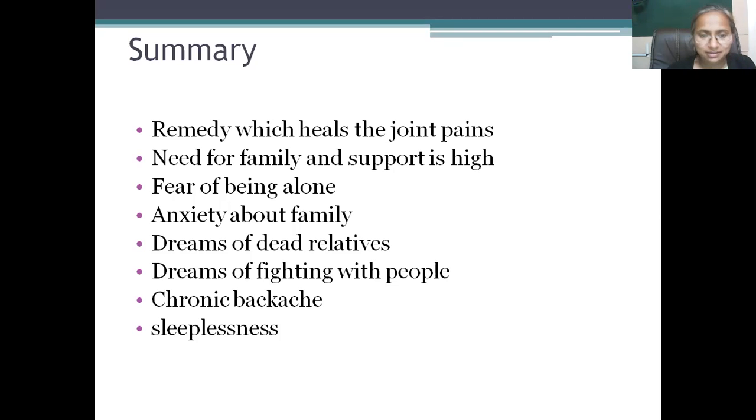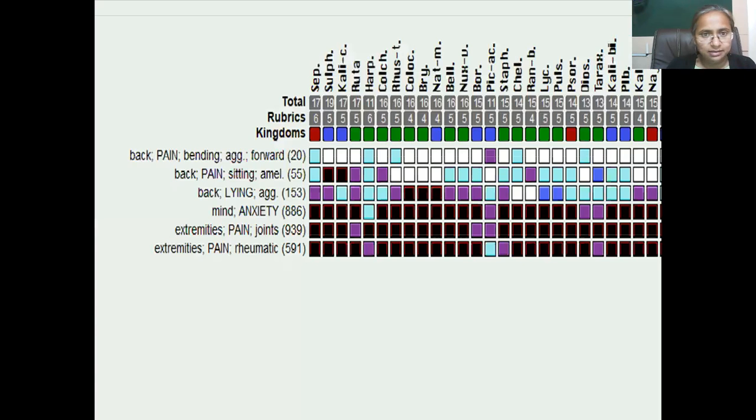Dreams of dead relatives is very strong. Dreams of fighting with people, fighting with people who are dead, or who are there. Chronic backache and sleeplessness are the main things which we need in the remedy. So just after taking the case, I was thinking of the remedies, and I did some repertorization.